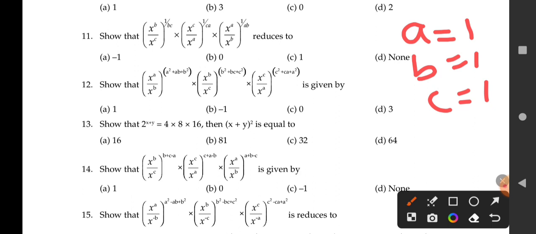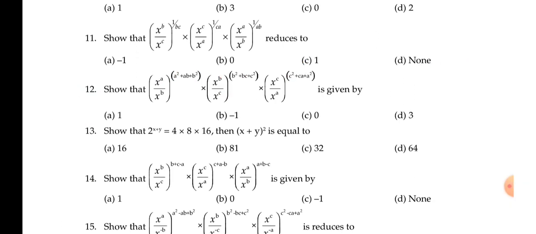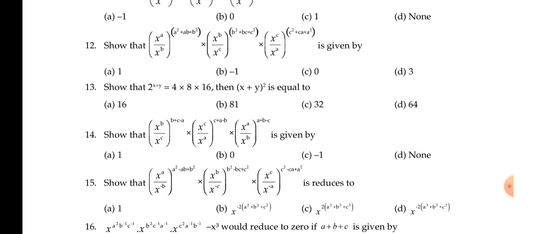So x power 1 divided by x power 1 becomes 1. 1 raised to anything is 1. So this term becomes 1, this term becomes 1, this term becomes 1. So option number C. Can you see how fast we solved this equation? Nothing we did, we only substituted the variables.